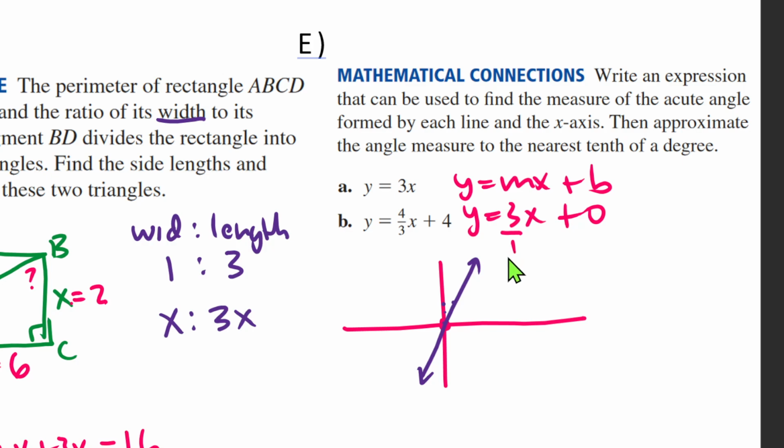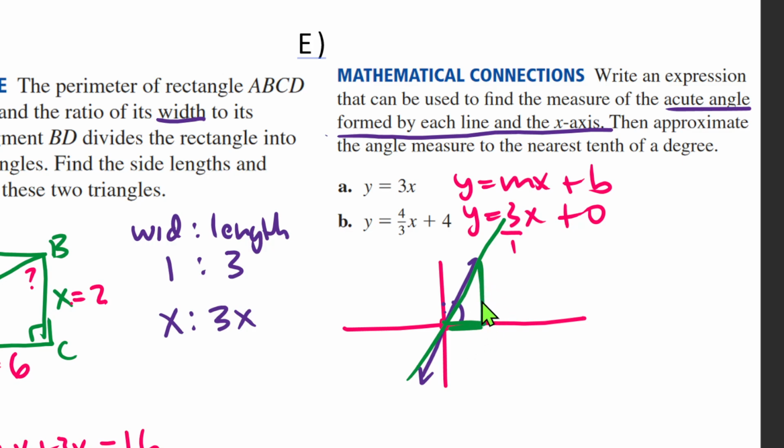Now the slope is really important because what are they asking us to find? They're asking us to find the measure of the acute angle formed by each line and the x-axis. So they're really asking us to find this angle, the angle formed by the line and the x-axis. How would we do that? Well, let's say here's our line, and I think about a triangle. Do we know this triangle? Yes, we do. That triangle depends on the slope.